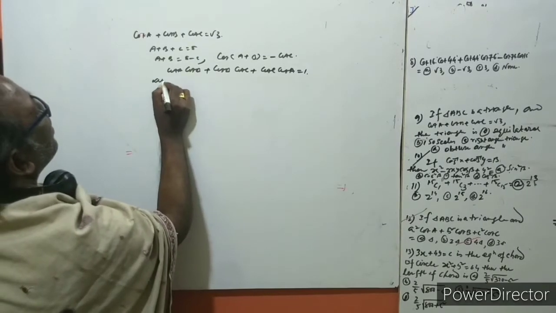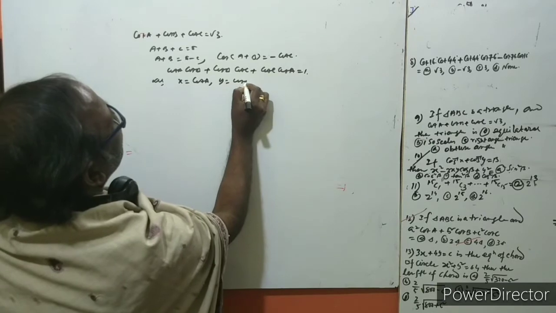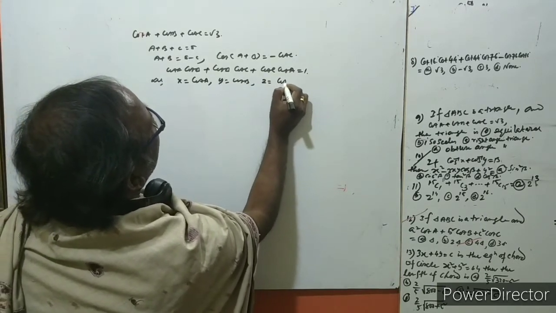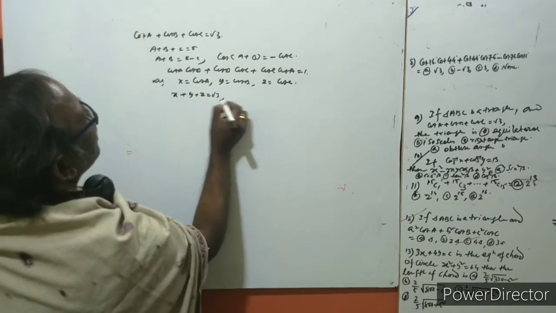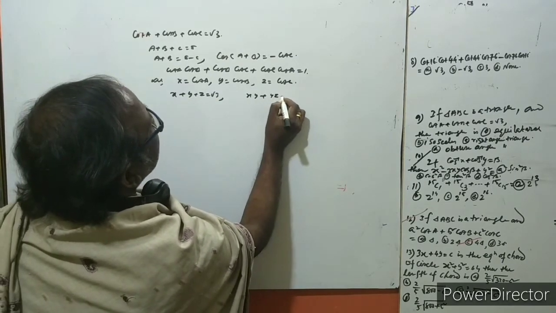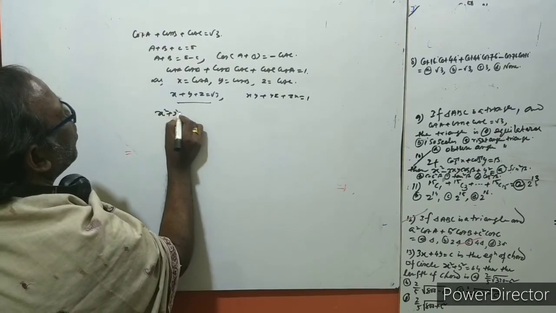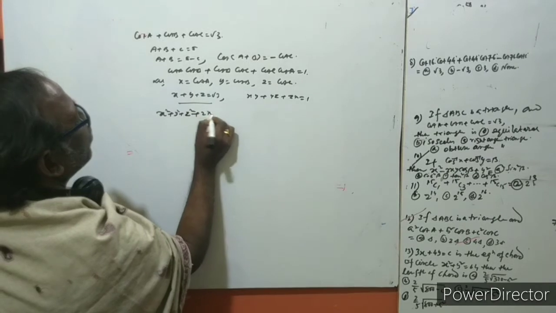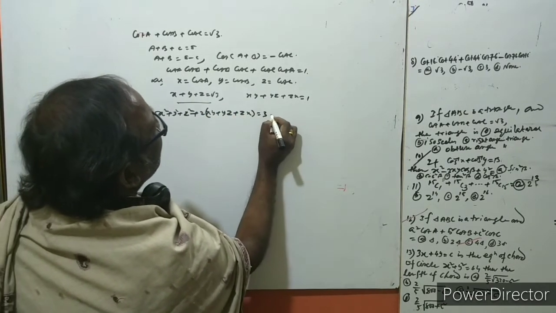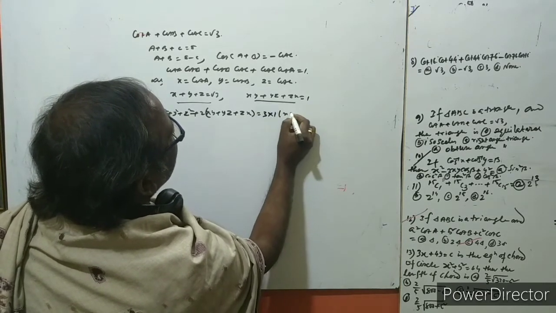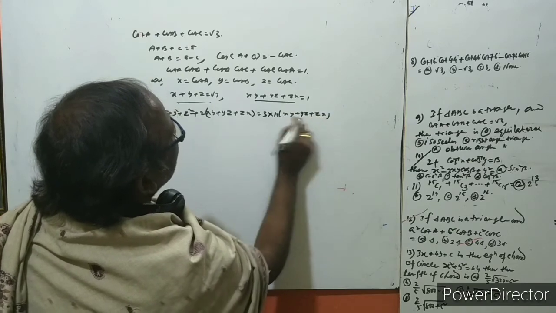So let x equal cot A, y equal cot B, and z equal cot C here. Okay. So x plus y plus z equals root 3, and xy plus yz plus zx equals 1. Squaring both sides, we get x square plus y square plus z square plus 2(xy plus yz plus zx) equals 3. In place of 1 we can substitute xy plus yz plus zx.